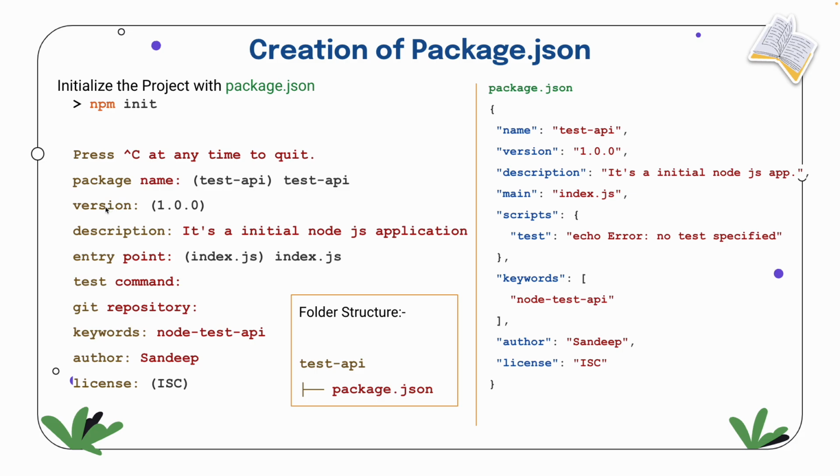Now next it will ask. It will ask all these things step by step. Next it will ask the version. This is the first project, the initial project, so it always starts from 1.0.0.